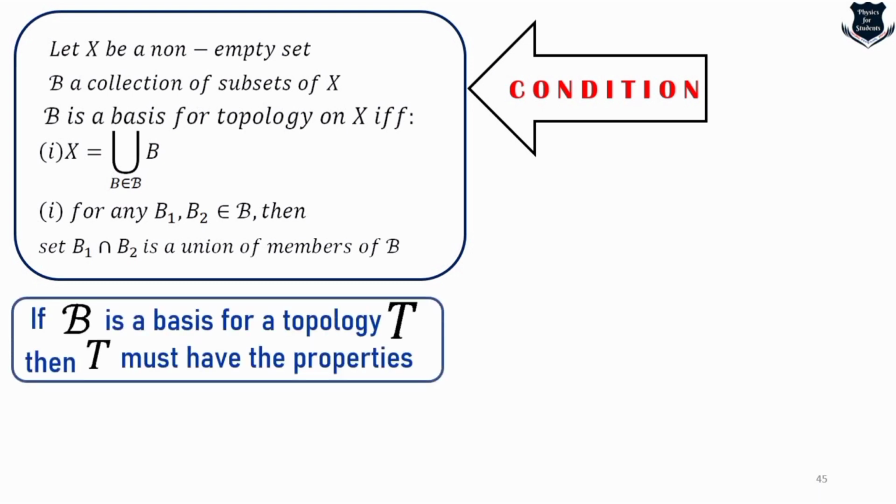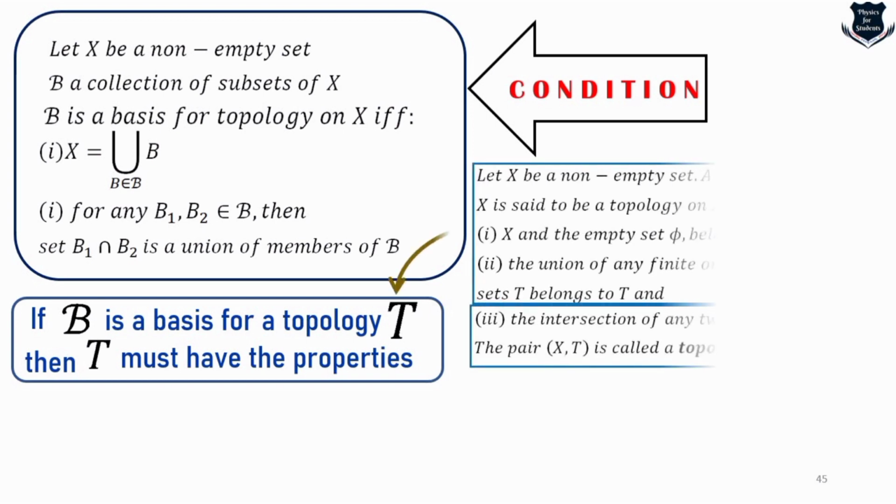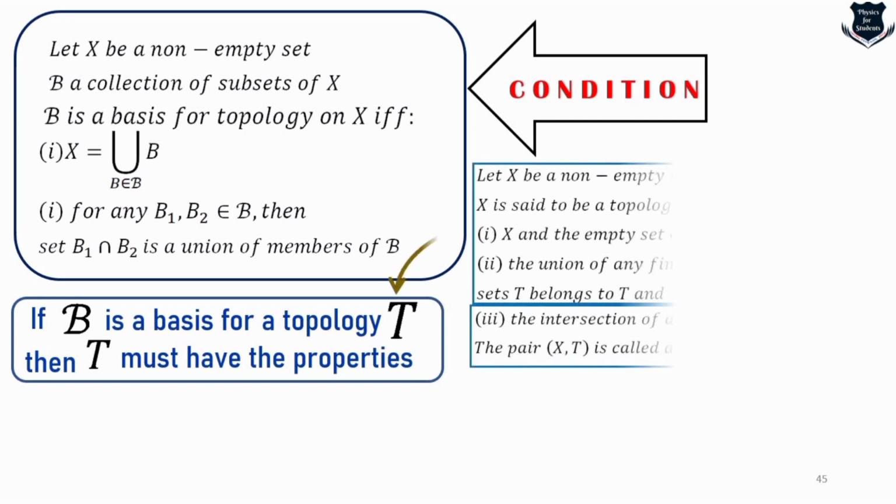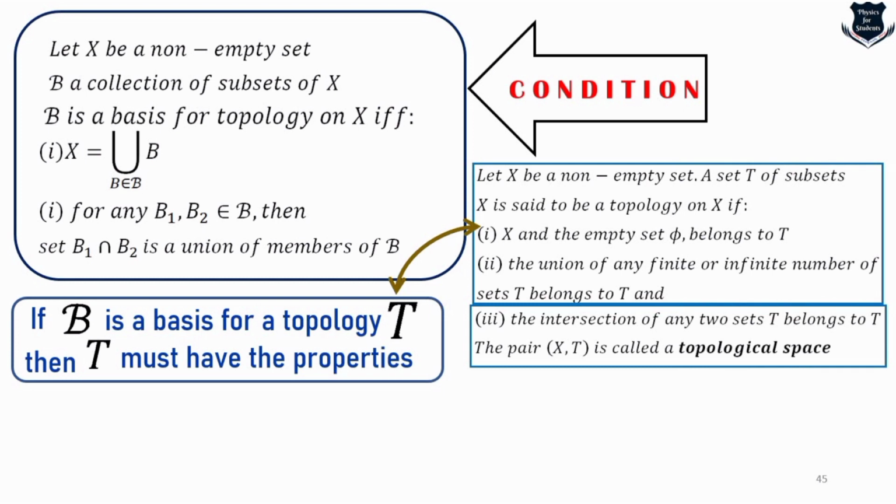Now what I am going to do is, if B is a basis for a topology T, then T must have the properties. What properties? This property, again you can see. So this is the condition. I am going to prove that if B is a basis for a topology T, then T must have the properties 1, 2 and 3, which, as I told you, are from my first video, which contains the conditions for a topological space.